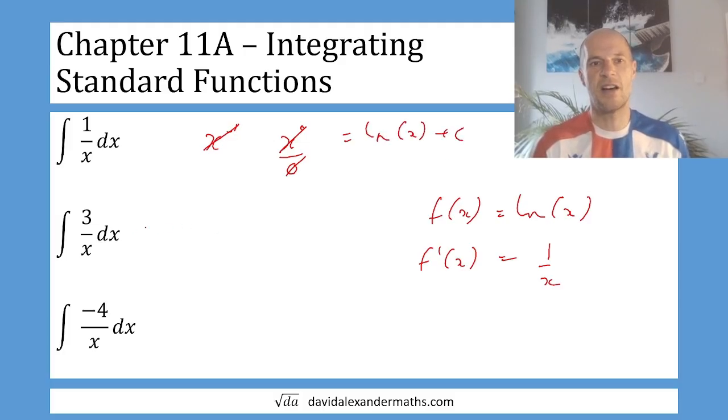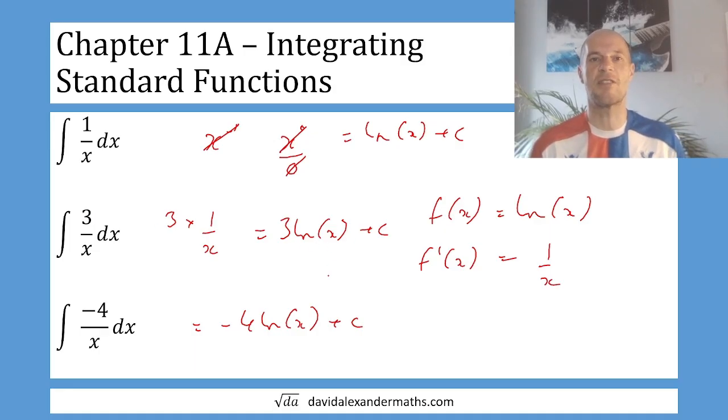If it's 3 over x, then that is 3 times 1 over x. And we know that 1 over x integrates to the ln of x, so this is simply 3 ln x plus c. And minus 4 over x will integrate to minus 4 ln x plus c. So just remember, if you've got a number on top, that comes out the front of the ln of x. So nice and easy, really.